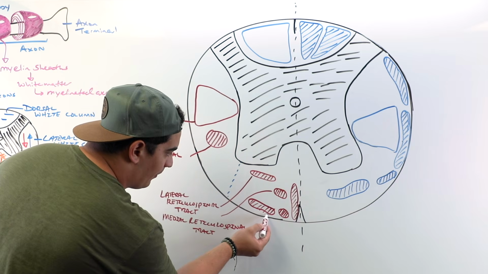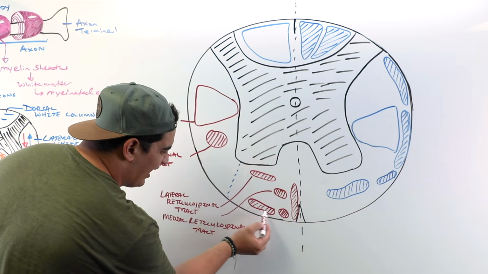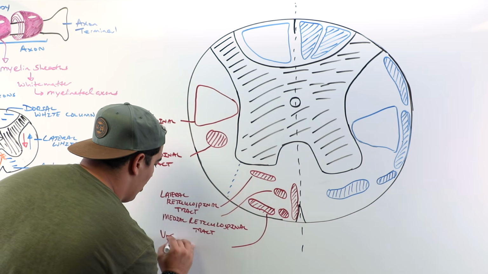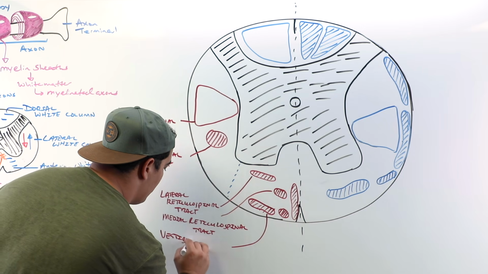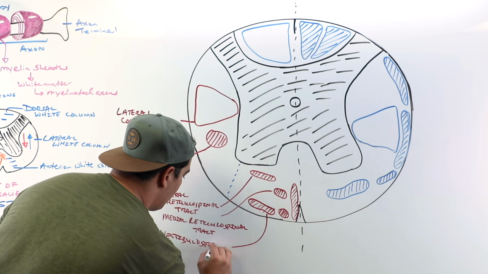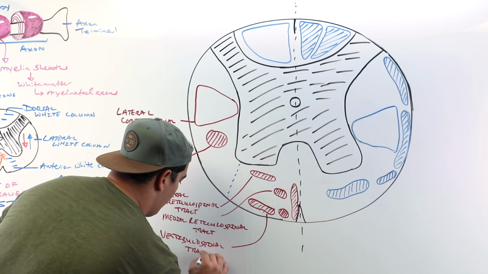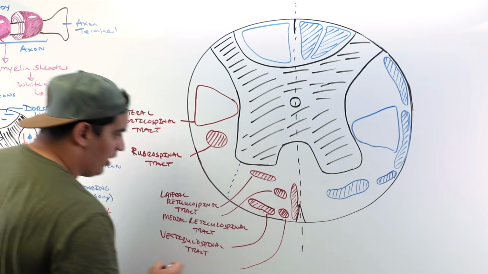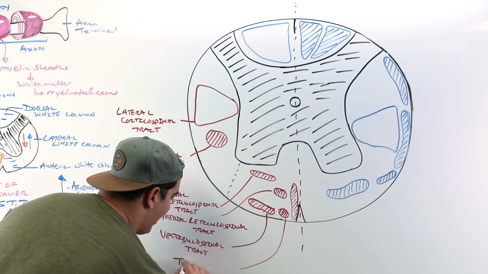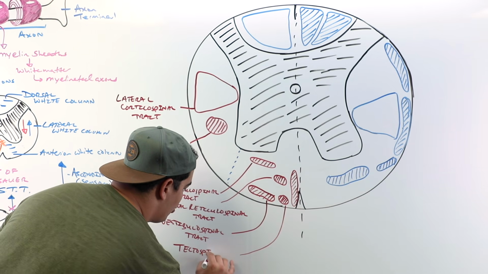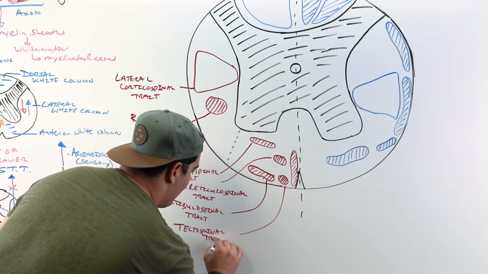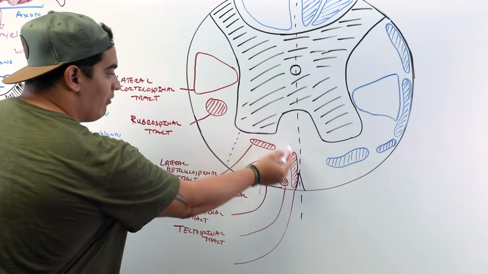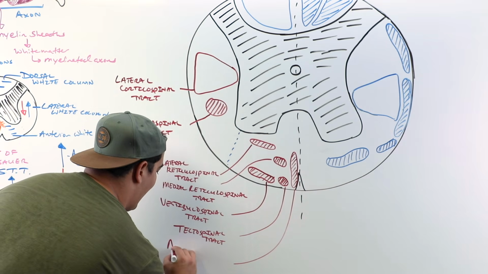There's another tract right here, which is very ventral, but again, a little bit more laterally out in this ventral white column. This one is called your vestibulospinal tract. Then we move here, a little bit more medially. We got this son of a gun right here. This is called our tectospinal tract.